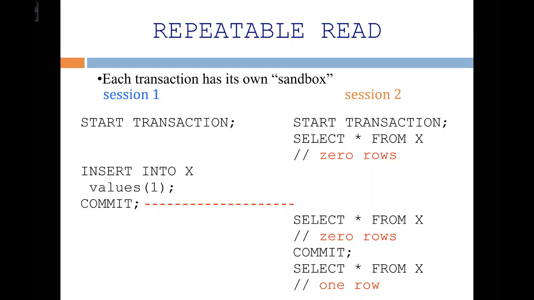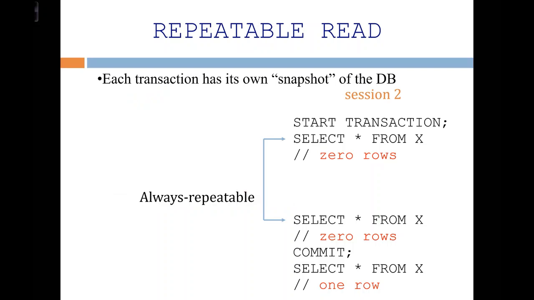And then it does see it, though, after we've committed. Now, if it does the same select, it will see 1 row. So these 2 reads are repeatable because they are within the transaction. This third read is not repeatable because it's after the commit.